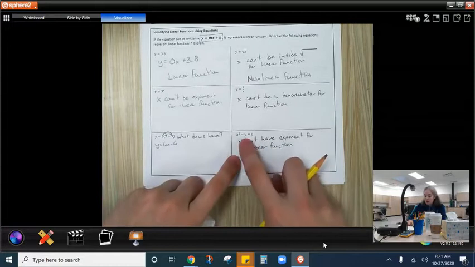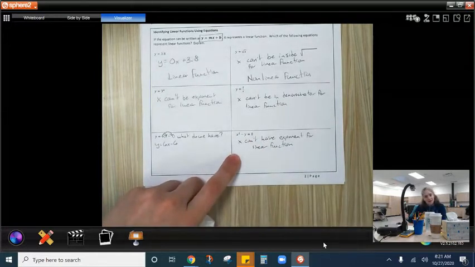And then over here, we have an x squared. X cannot have an exponent to be a linear function. So this is a non-linear function.